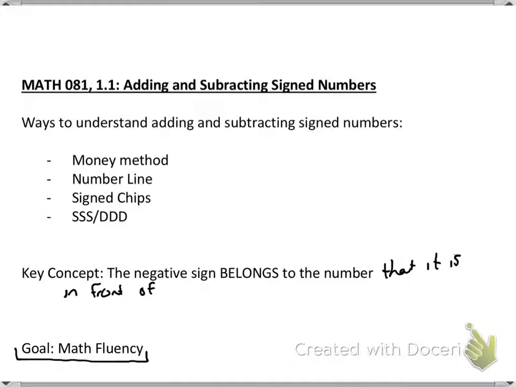So in the second video, I discussed the money method. The third video, we talked about the number line. My most recent video was the sign chip method. So in this video, we're going to learn what's called the SSS DDD method. And that's not going to make sense until I explain it.